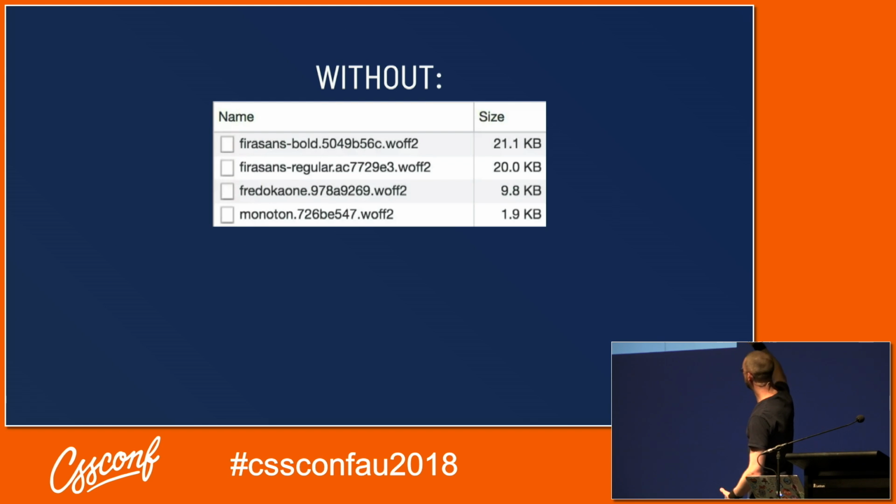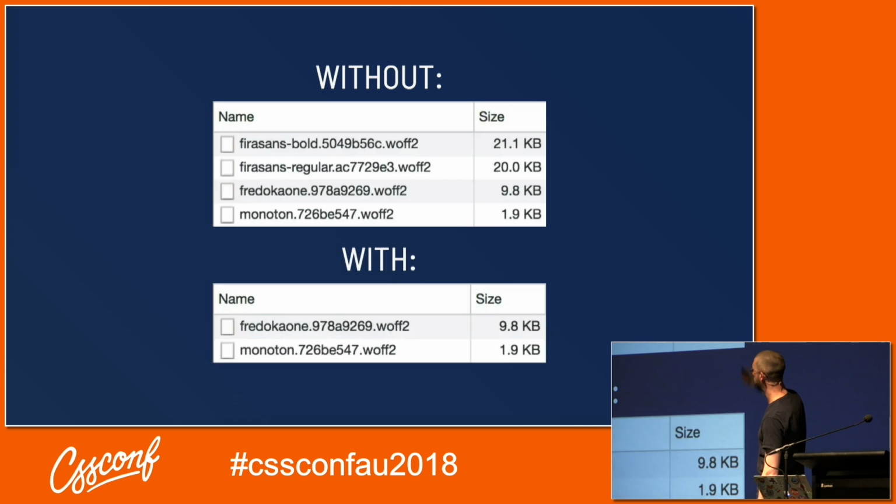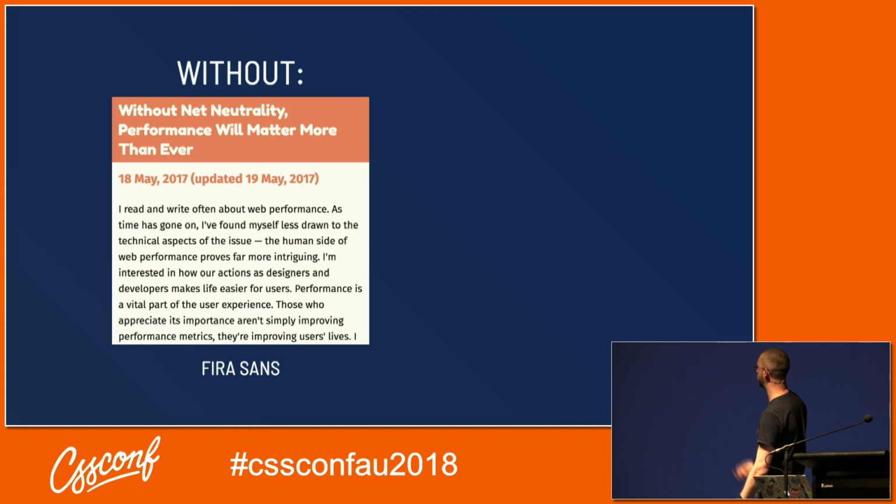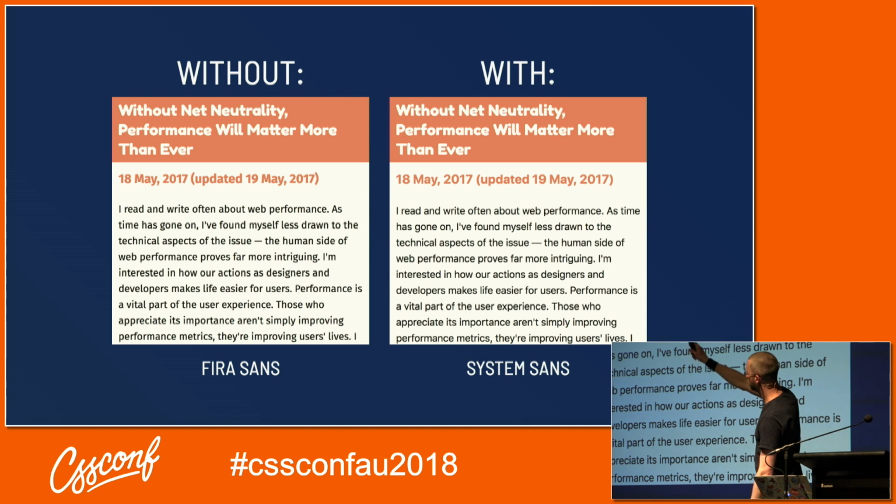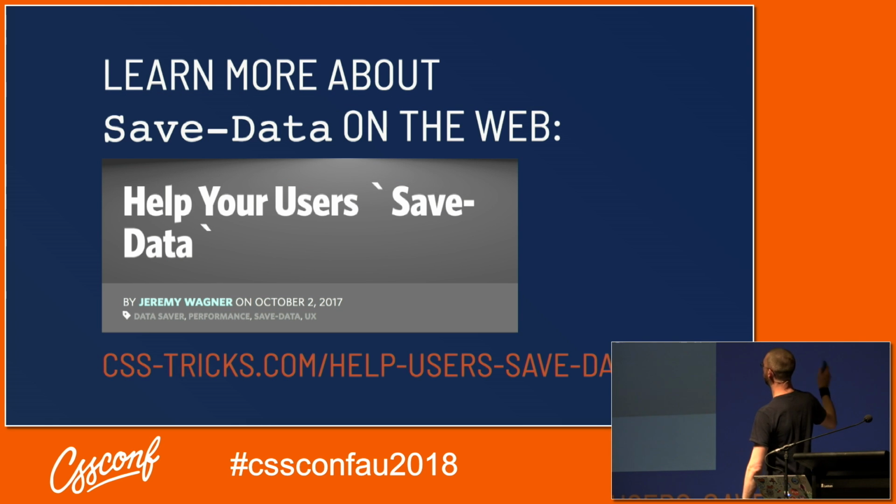And without it, you can see on my blog here, there's like 50-ish K of typefaces without saved data. With saved data, though, just 10, because I cut out these Fira Sans body copy fonts. You can see on the left, without it, we just have Fira Sans for body copy. That's nice. But if save data is on, we just go to like regular body copy. And that's cool, like just system font stuff. If you want to learn more about saved data, you can check out this article I wrote on CSS tricks.